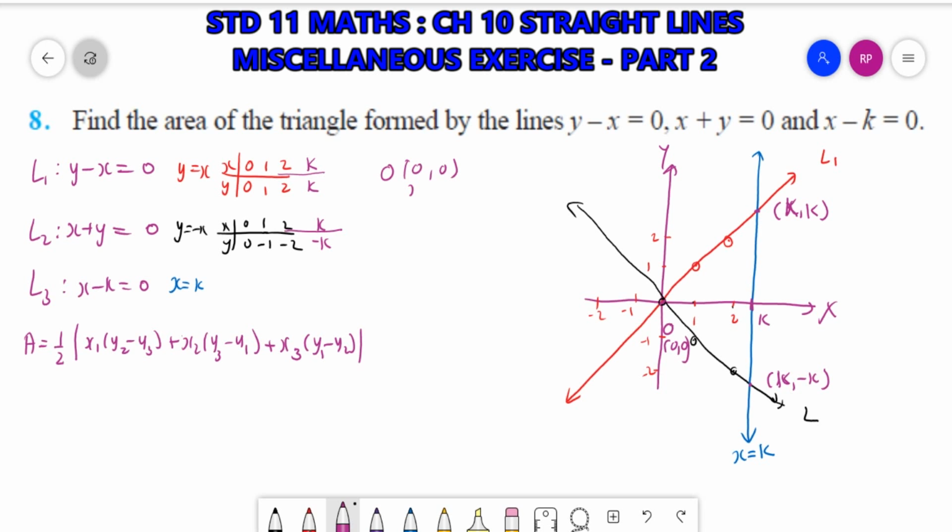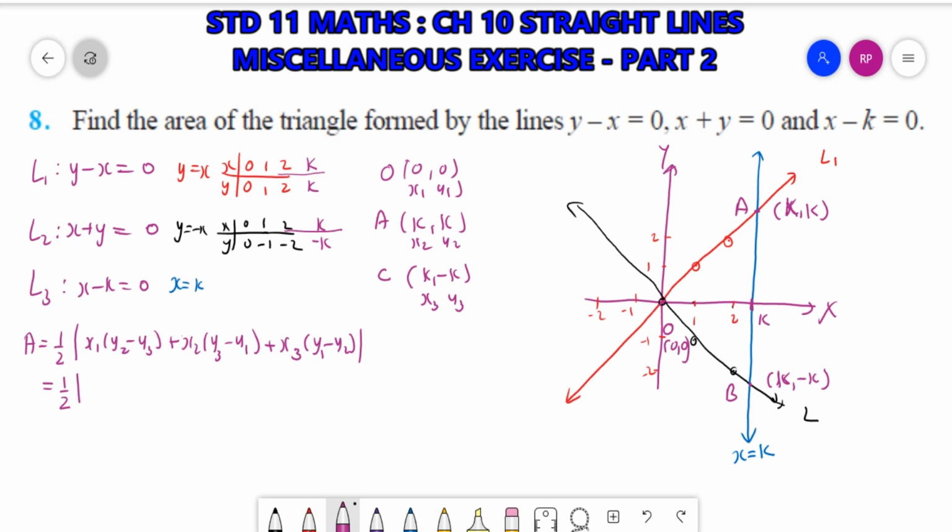So point O is 0, 0. This is x1, y1. Let's take the points A and B. Point A is k, k. This is x2, y2. Point C is k, minus k. This is x3, y3.